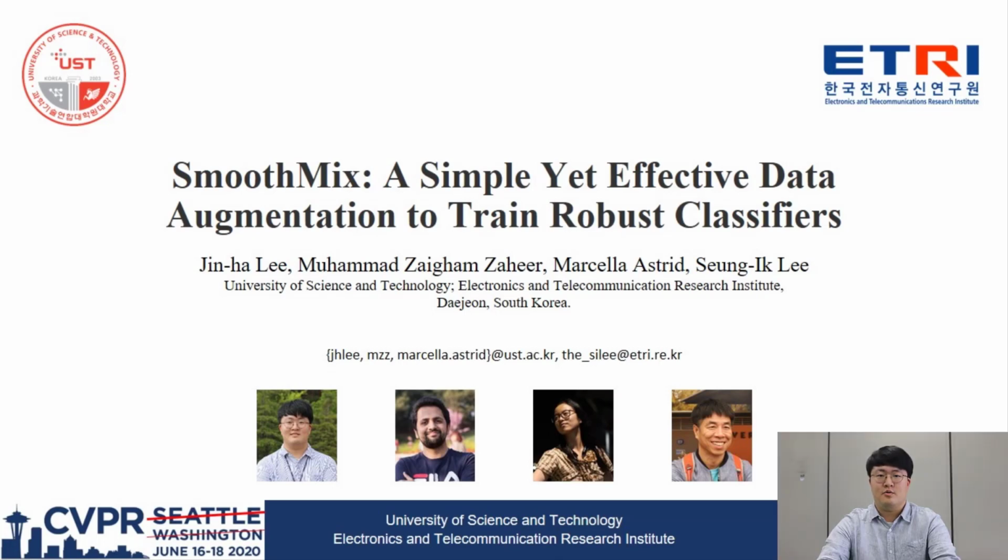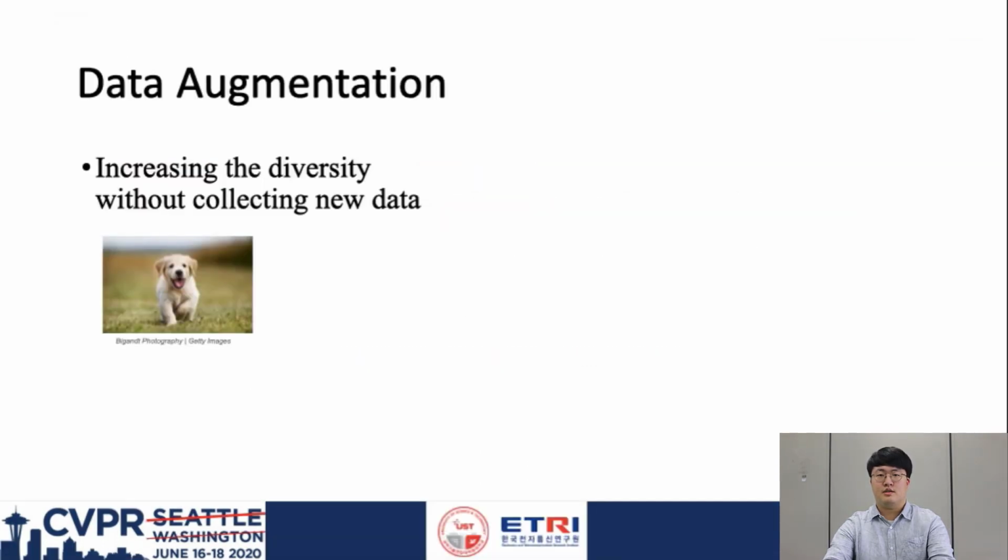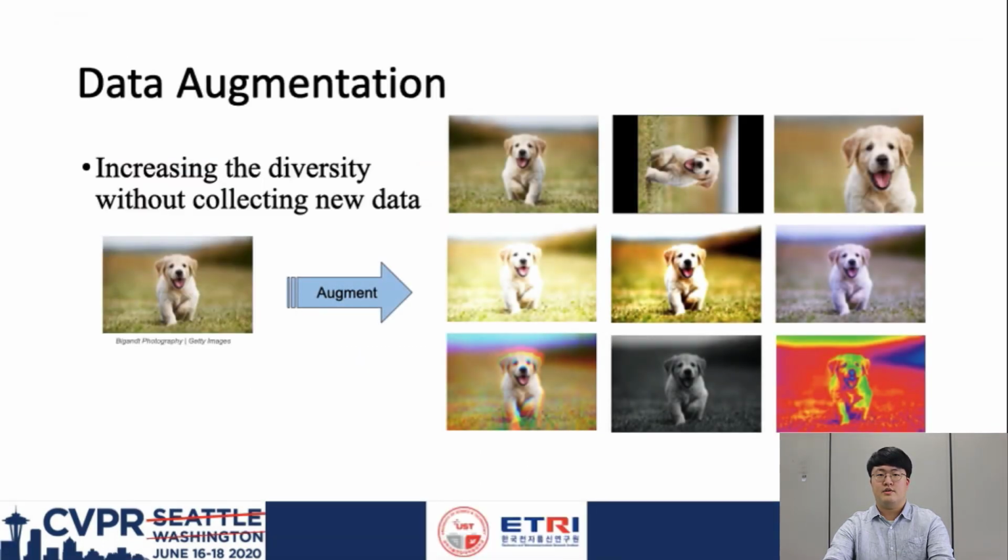Hello, I'm Zaheer. I'm going to talk about our idea SmoothMix, which is a simple yet effective data augmentation to train robust classifiers. Augmentation is the strategy that significantly increases data diversity without actually collecting new data. It not only helps in improving the performance of a model, but also leads to a better generalization.